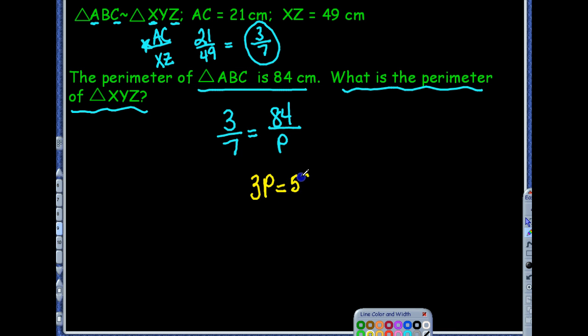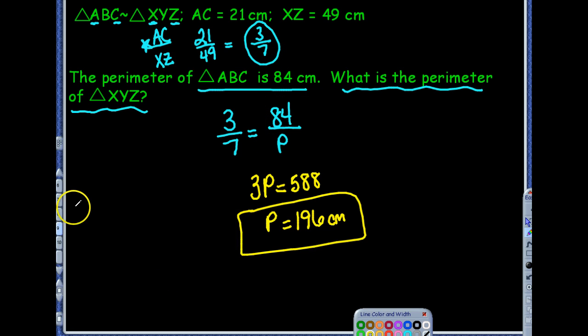84 times 7 is 588. You divide by 3, it's 196. When I think about this, the perimeter of triangle XYZ should be bigger than triangle ABC because XZ is bigger than AC. Right. So you should end up with a bigger perimeter.